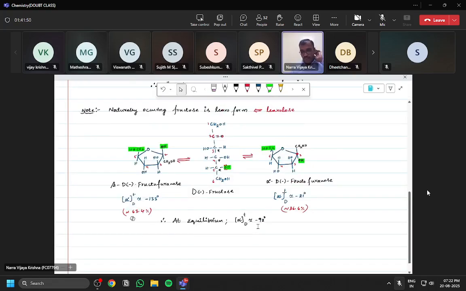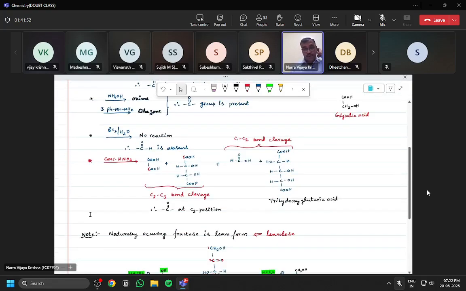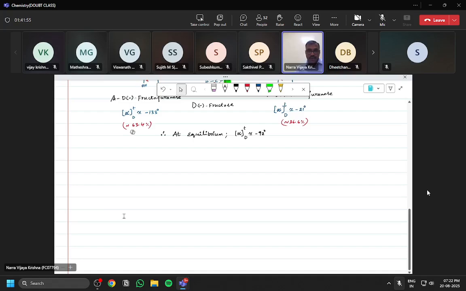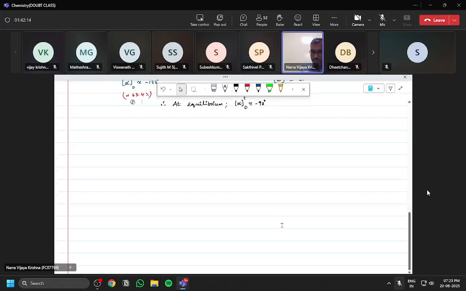So this is about the structure of glucose and the structure of fructose, right? Now coming to disaccharides, we have majorly 3 disaccharides in our syllabus. Only 3 disaccharides in our syllabus: sucrose, maltose, lactose, right? Now I am talking about sucrose.